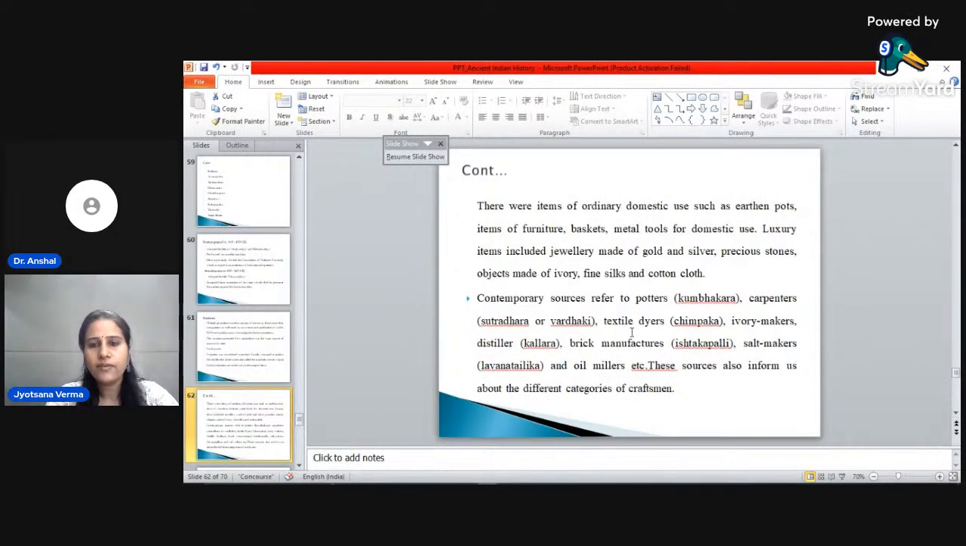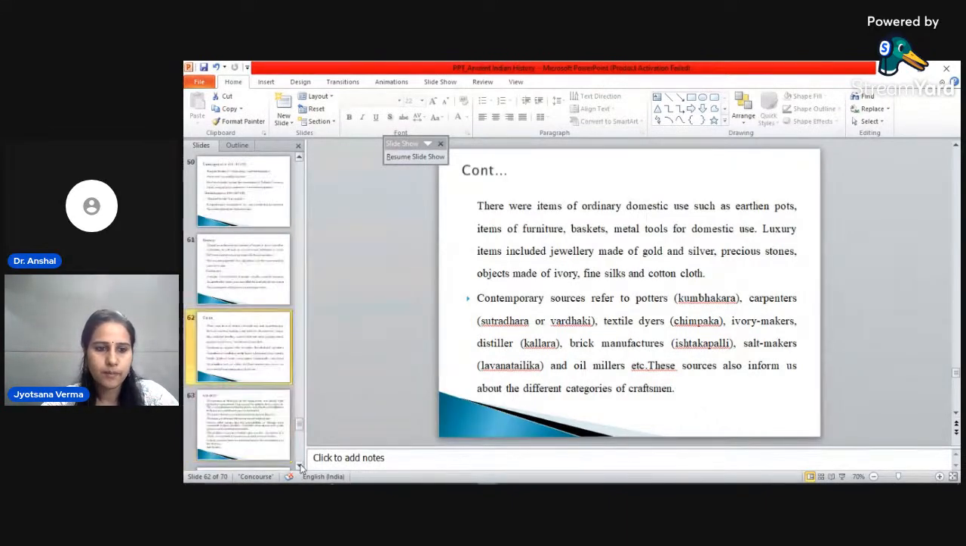Contemporary sources refer to carpenters, textile workers, porters, ivory makers, brick manufacturers, salt makers, oil millers. These are some craftsmen and craft-based occupations. These sources also inform us about the different categories of the craftsmen.